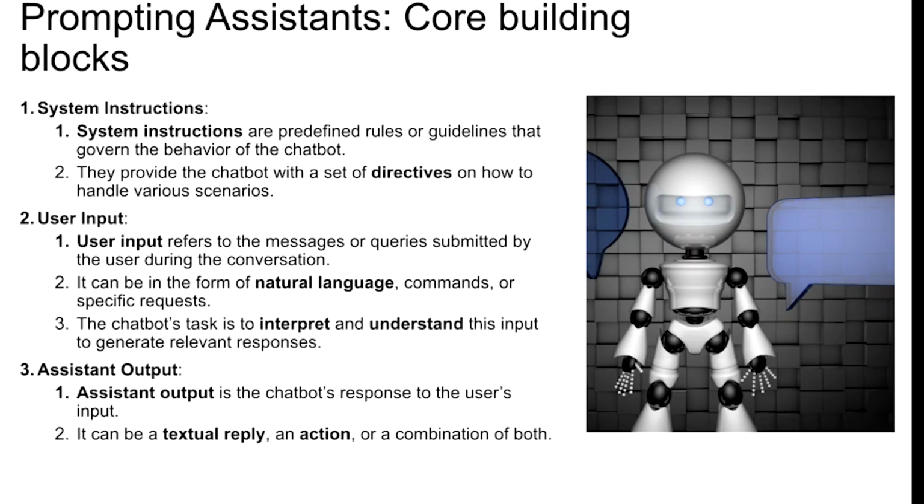Then, of course, the user will give input to the assistant, which the assistant will use to execute the tasks. And finally, the assistant will give some output. And in your instructions, you can actually define what kind of output it should provide. So these are the essential building blocks of an assistant. So now let's take a look at how you can build an assistant in Copilot.